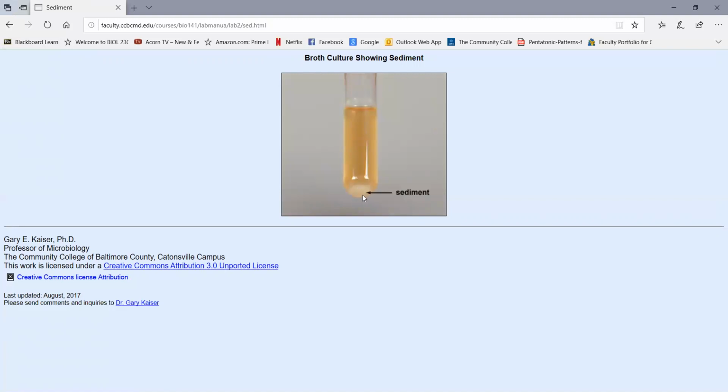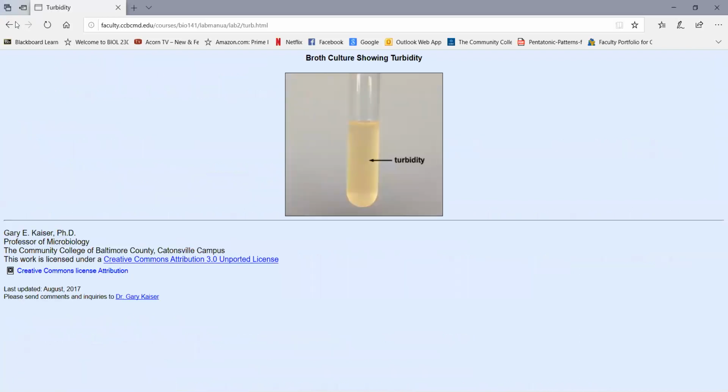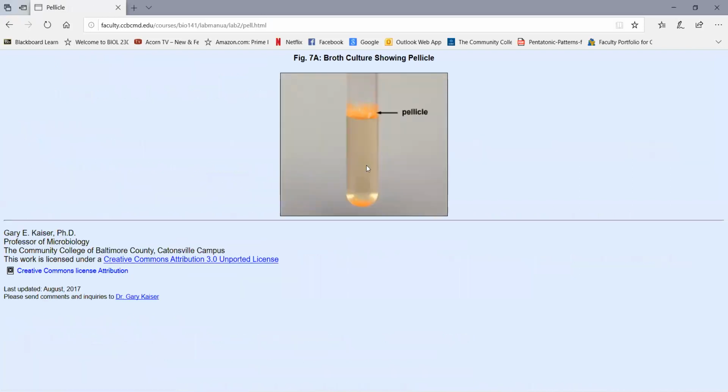But quite frequently we see a combination of those growth forms. So notice this tube has both sediment at the bottom, but also exhibits turbidity. So that would be turbidity and sediment. And if we look at the first example, figure 7a, this one, notice, has no turbidity. It's crystal clear. It's not cloudy, but it's clear, but it has a pellicle on top as well as some sediment at the bottom.